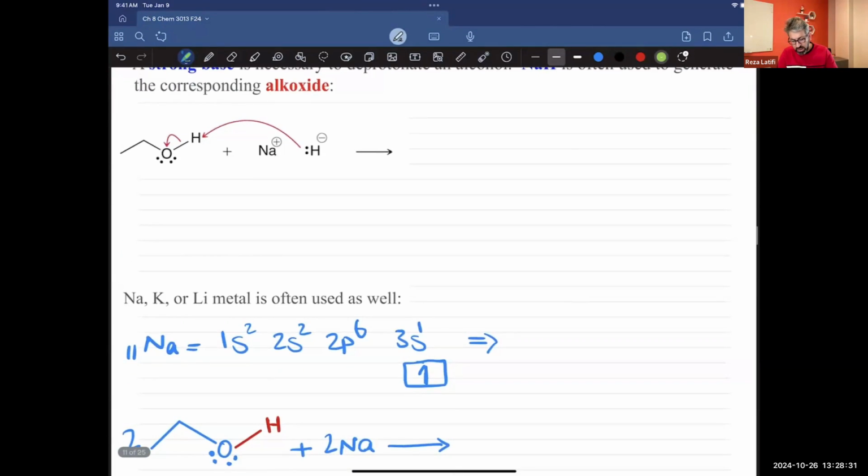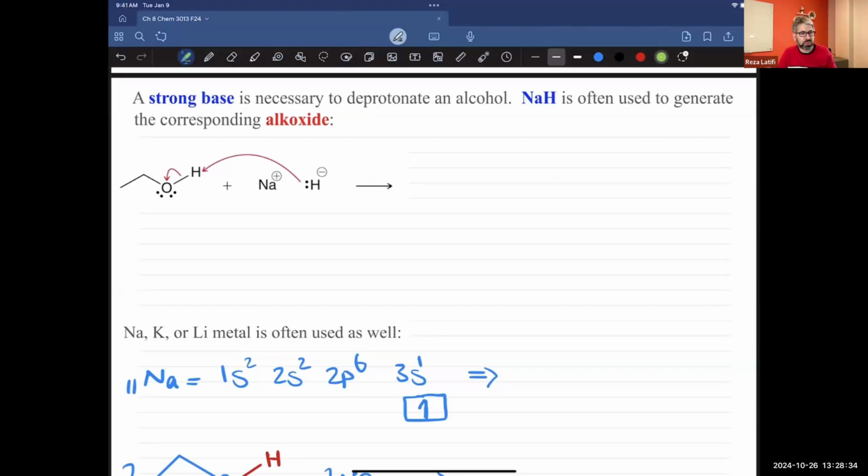Now, when it comes to chemical properties, we said alcohols are not strong acids. Whenever they react with some bases, they can give H to them, but the base has to be strong enough to pull hydrogen from it. Again, this is a weak acid, so you need a strong base to pull that hydrogen from it.